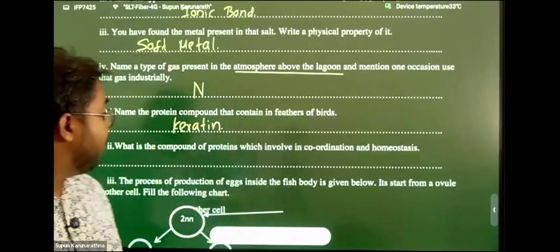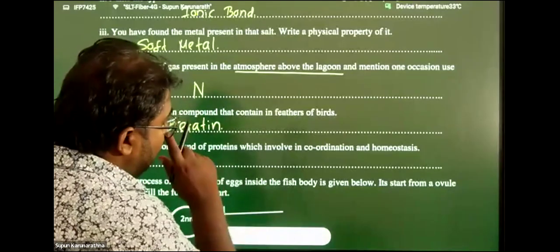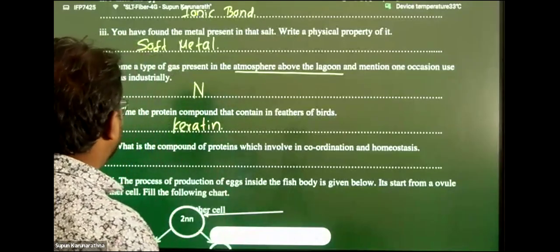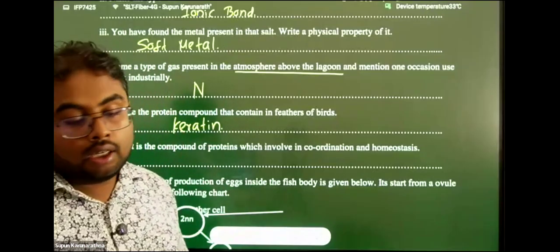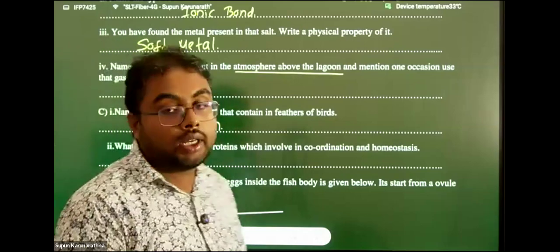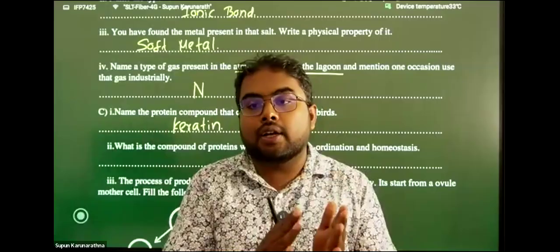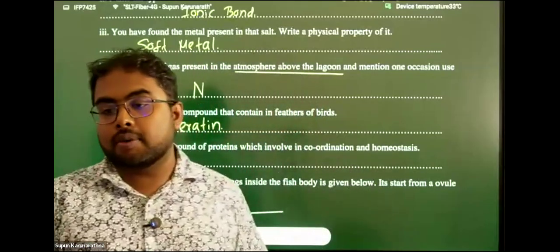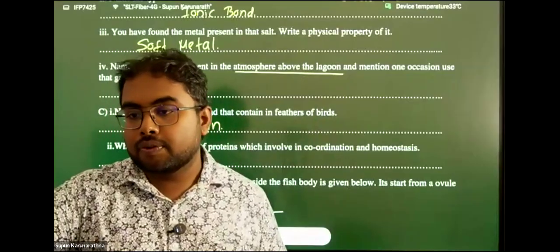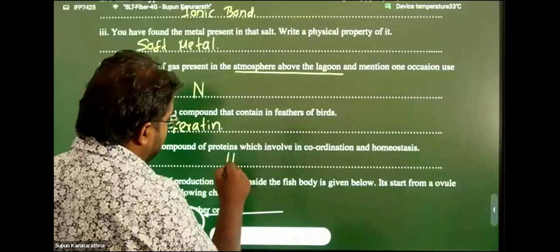Keratin. What is the protein compound involved in coordination and homeostasis? Which kind of proteins are involved in coordination and homeostasis? Please put your answer in the chat box. Which type of proteins? Yes, good. Hormones. Hormones.